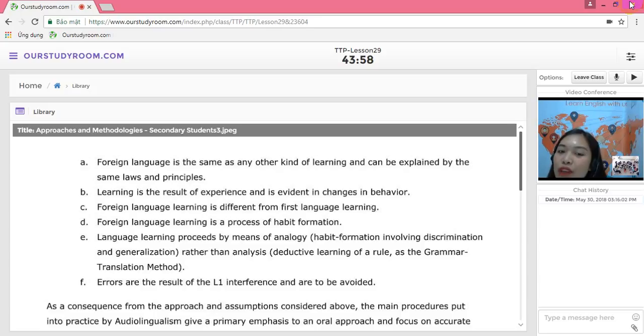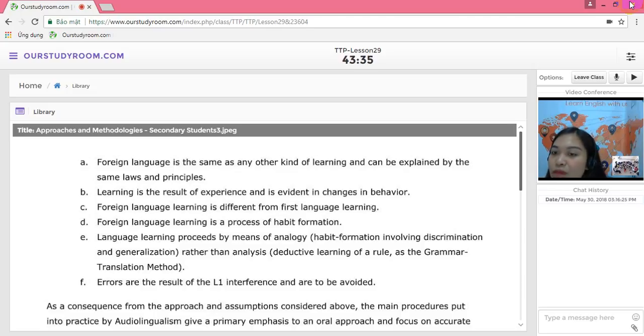Okay. Yes. Okay. Thank you. So A to F. Okay. I'm just going to sum up everything. So letter A, foreign language is the same as any other kind of learning and can be explained by the same laws and principles. Learning is the result of experience and is evident in changes in behavior. So again, learning is the result of experience, teachers.